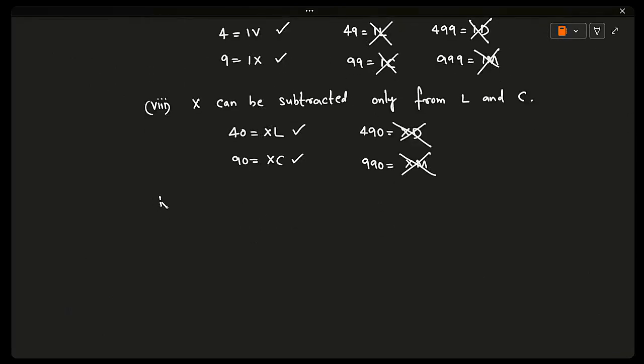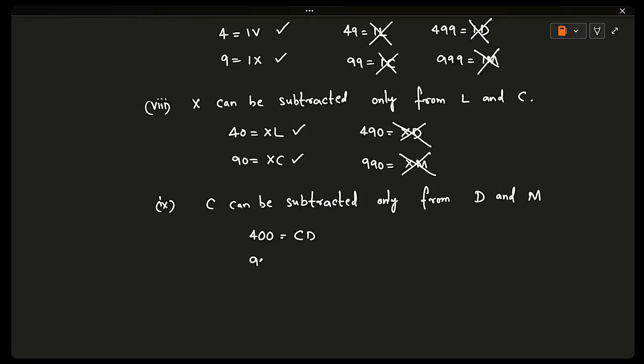Similarly, we have another rule, that is C. C can be subtracted only from D and M. They are the next two letters. That means you want to write 400. You can write CD. 500 minus 100 is 400. You want to write 900. You can write CM. 1000 minus 100 is 900. Both are correct.